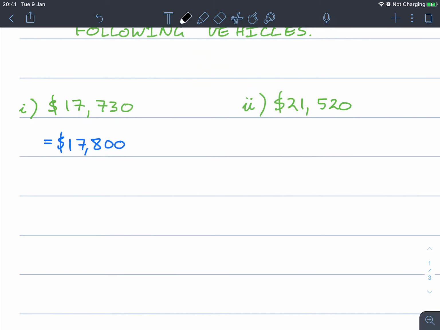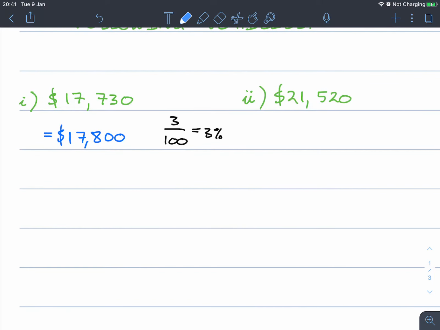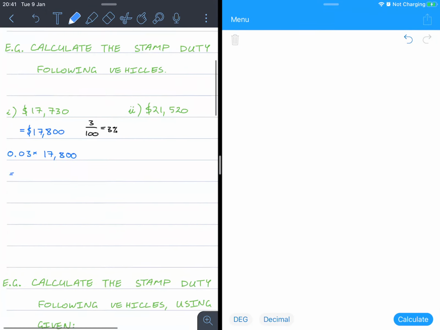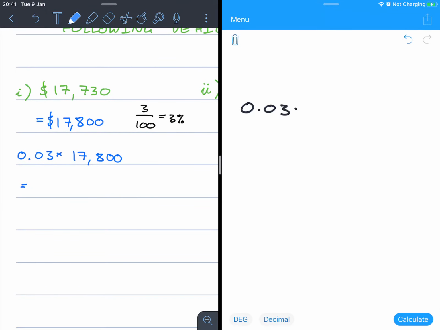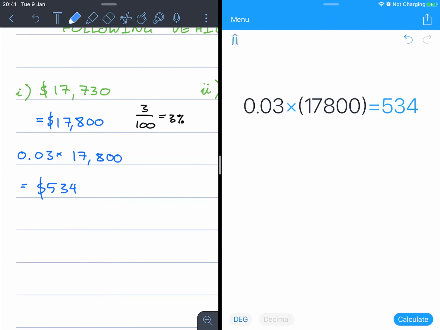If you think about that, $3 for every $100, that's the same as 3%. So in reality, we can think of this as 3% of the value of the car rounded up to the nearest 100. So really, 3% is now 0.03 times the value of the car, 17,800. So the stamp duty on this, we can calculate it as 0.03 times 17,800. That's $534 stamp duty.